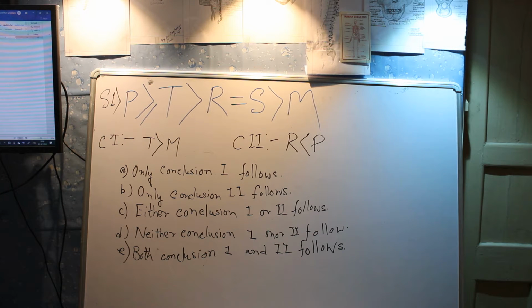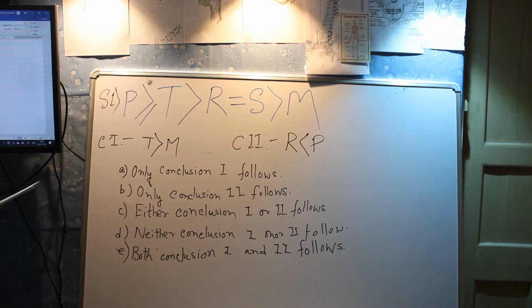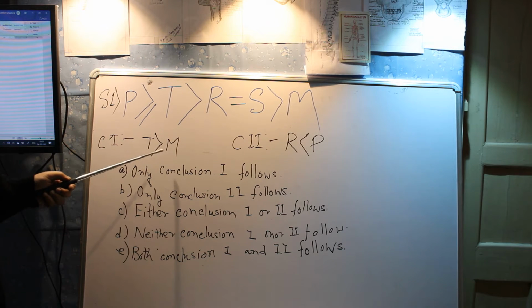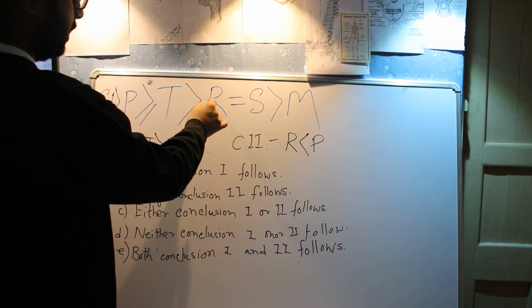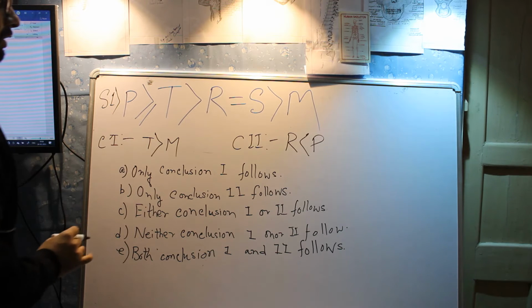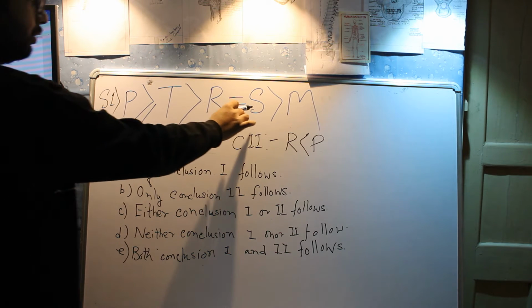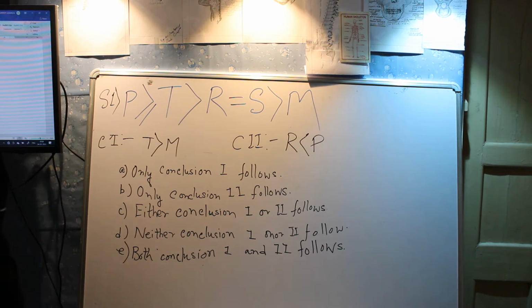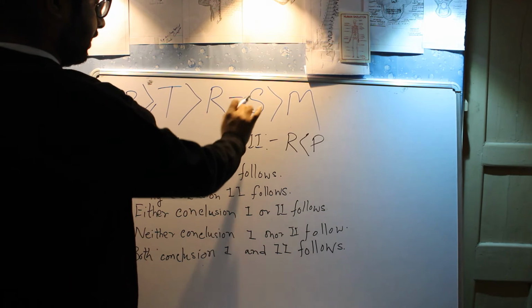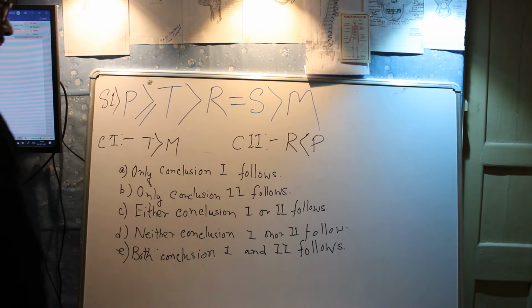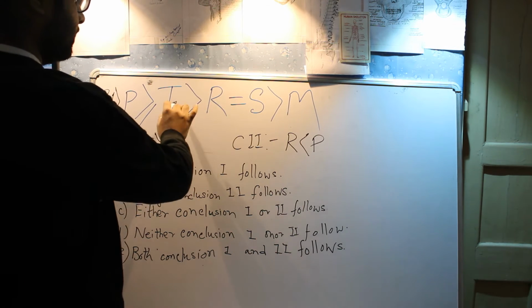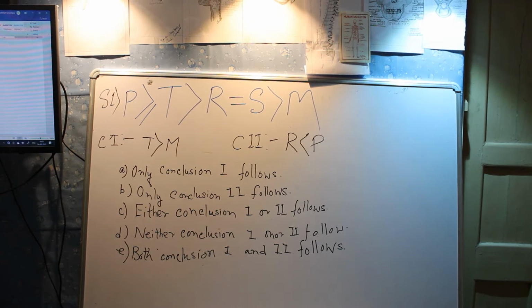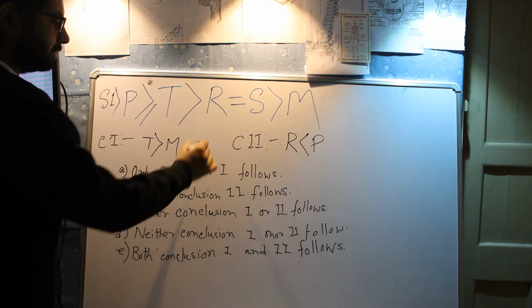Now what can be done with this type of questions? You see, conclusion number 1, T is greater than M. Yes, T is greater than R and R is equal to S. It means T is greater than S. And if T is greater than S and S is greater than M, okay, S is greater than M and T is greater than S, means T is greater than M. So conclusion 1 is correct.